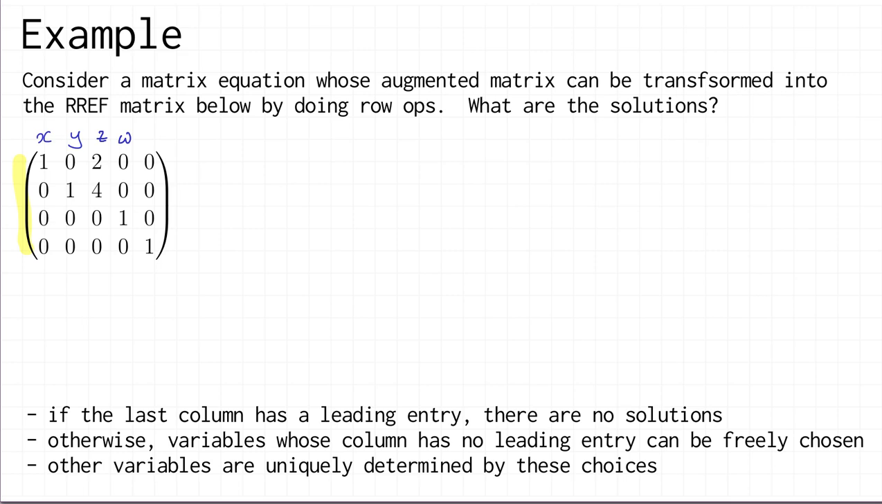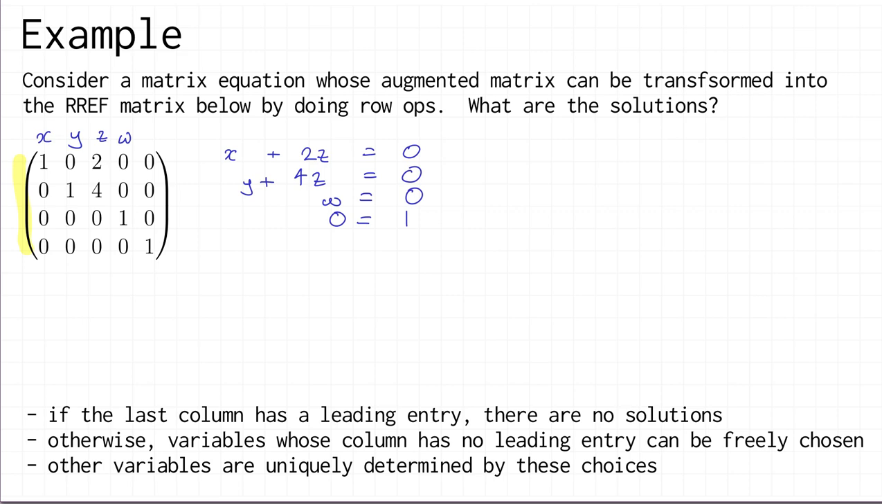And the equations are then that x plus 2z is equal to 0, y plus 4z is equal to 0, w is equal to 0, and then the last equation would say 0 is equal to 1. That last equation is impossible, so there are no solutions to this system. In fact, in general, whenever your row-reduced echelon form matrix has got a leading entry in its last column, you're going to get an equation of the form 0 is equal to 1, and of course that's impossible, so your system will have no solutions.